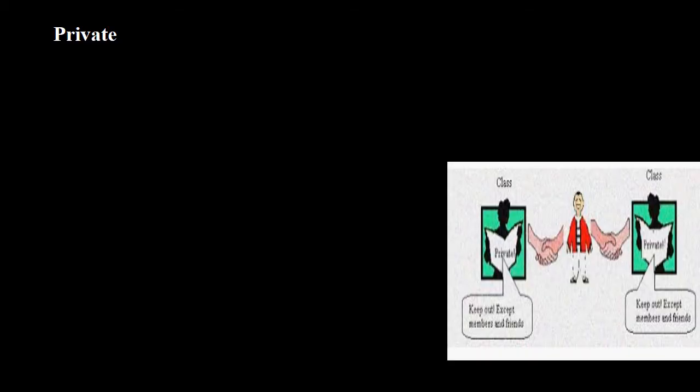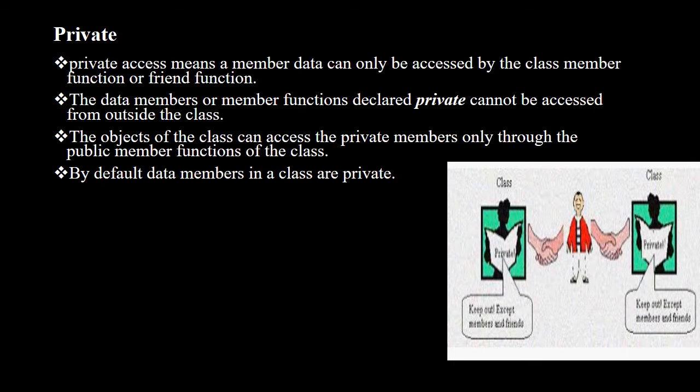The first one is private. The data members and member functions defined in a class are accessible only within the class. That is, the data members and member functions cannot be accessed from outside the class. The private members of a class are accessible only through the public member functions and the friend functions. These friend functions will be discussed later. The default or implicit access specifier in a class is private.